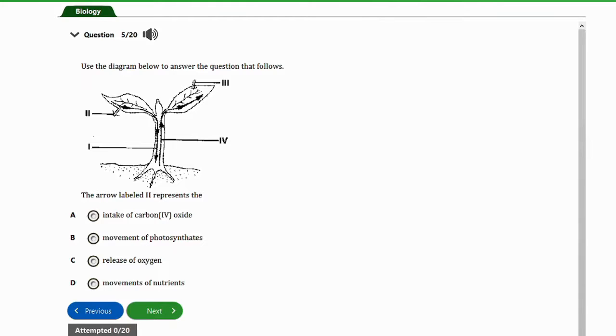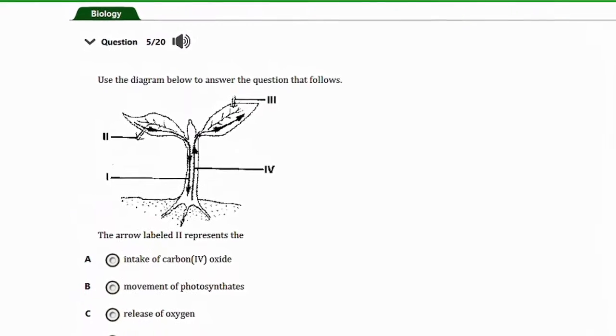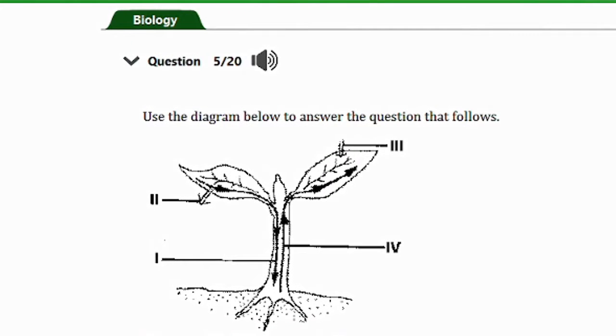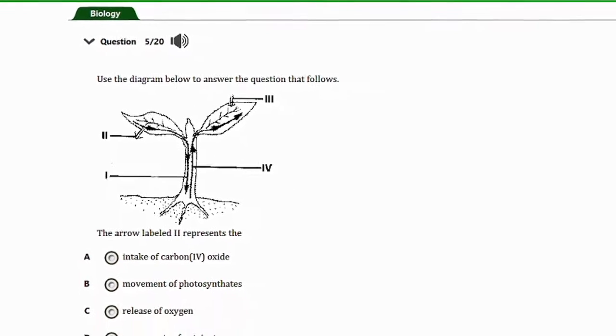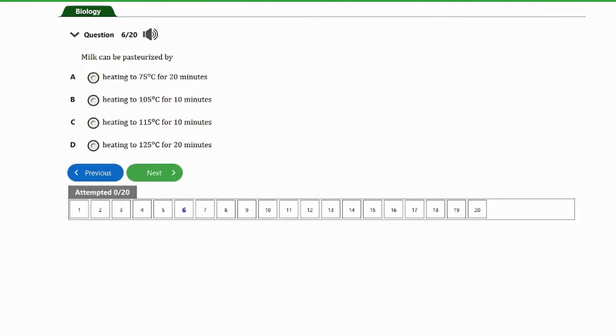Since we have here the arrow pointing to the leaves, you can see from this angle here, the carbon dioxide is moving into the leaves. So guys, here we have intake of carbon dioxide, since the arrow points this movement into the plants. So that's an intake of carbon dioxide that will be used for photosynthesis. So let's consider the next question.